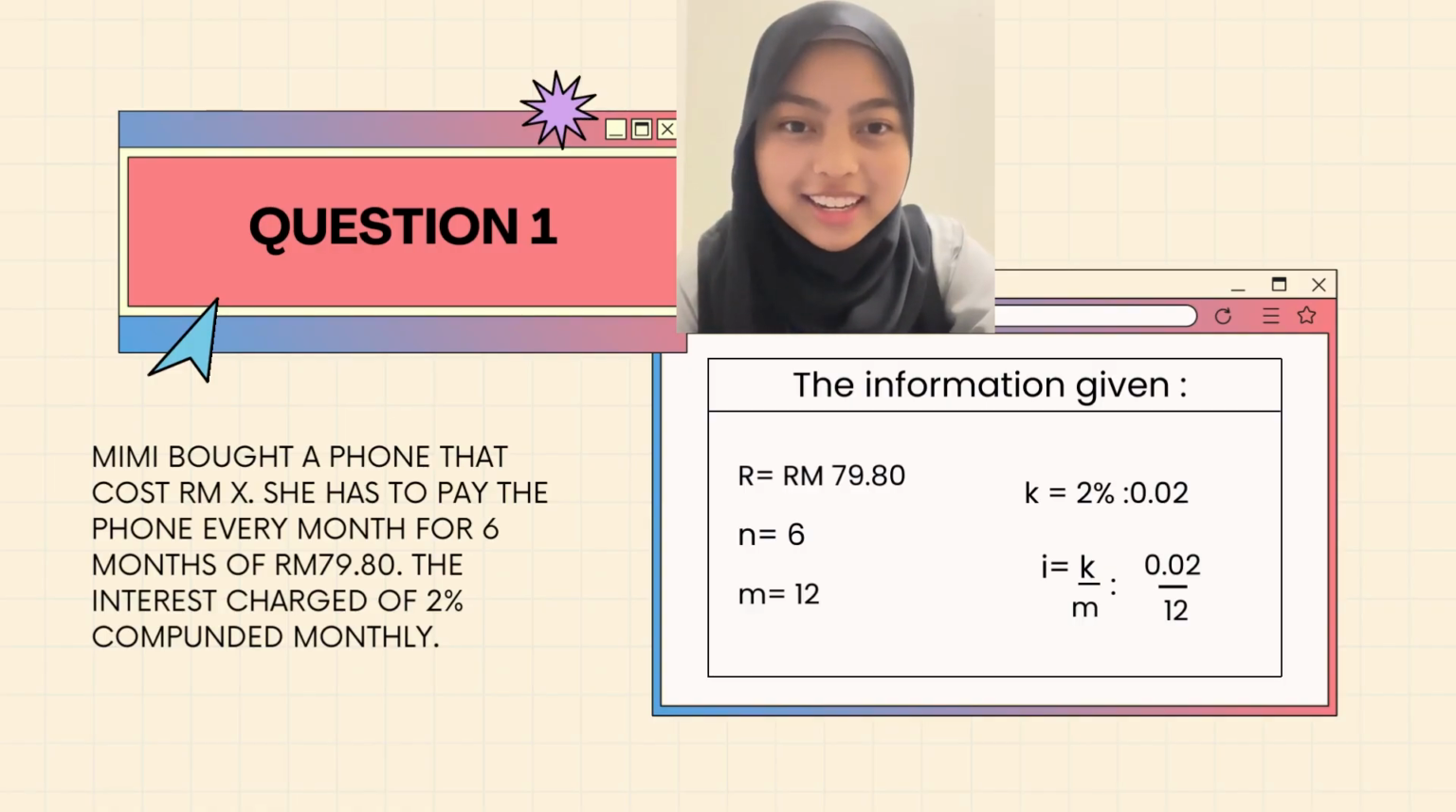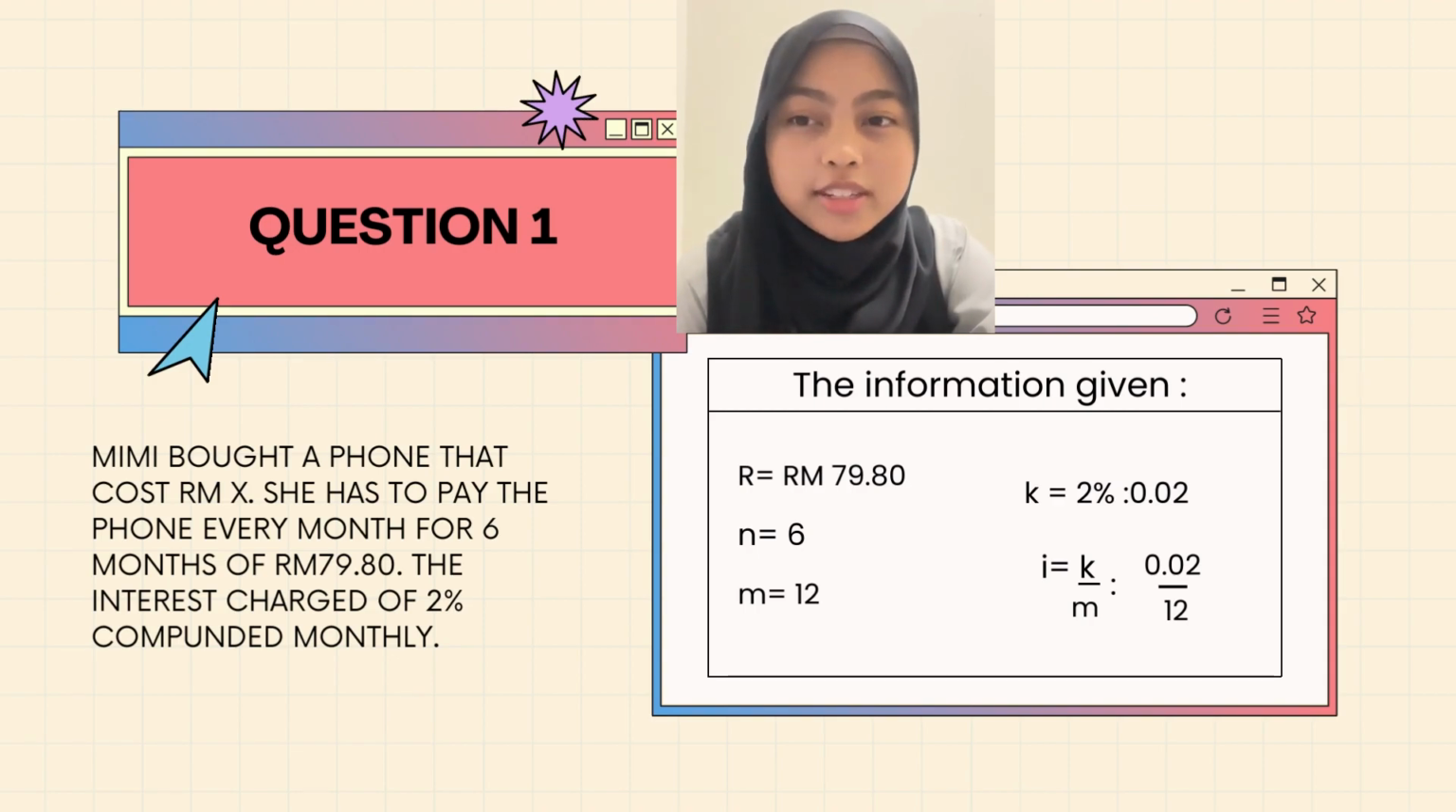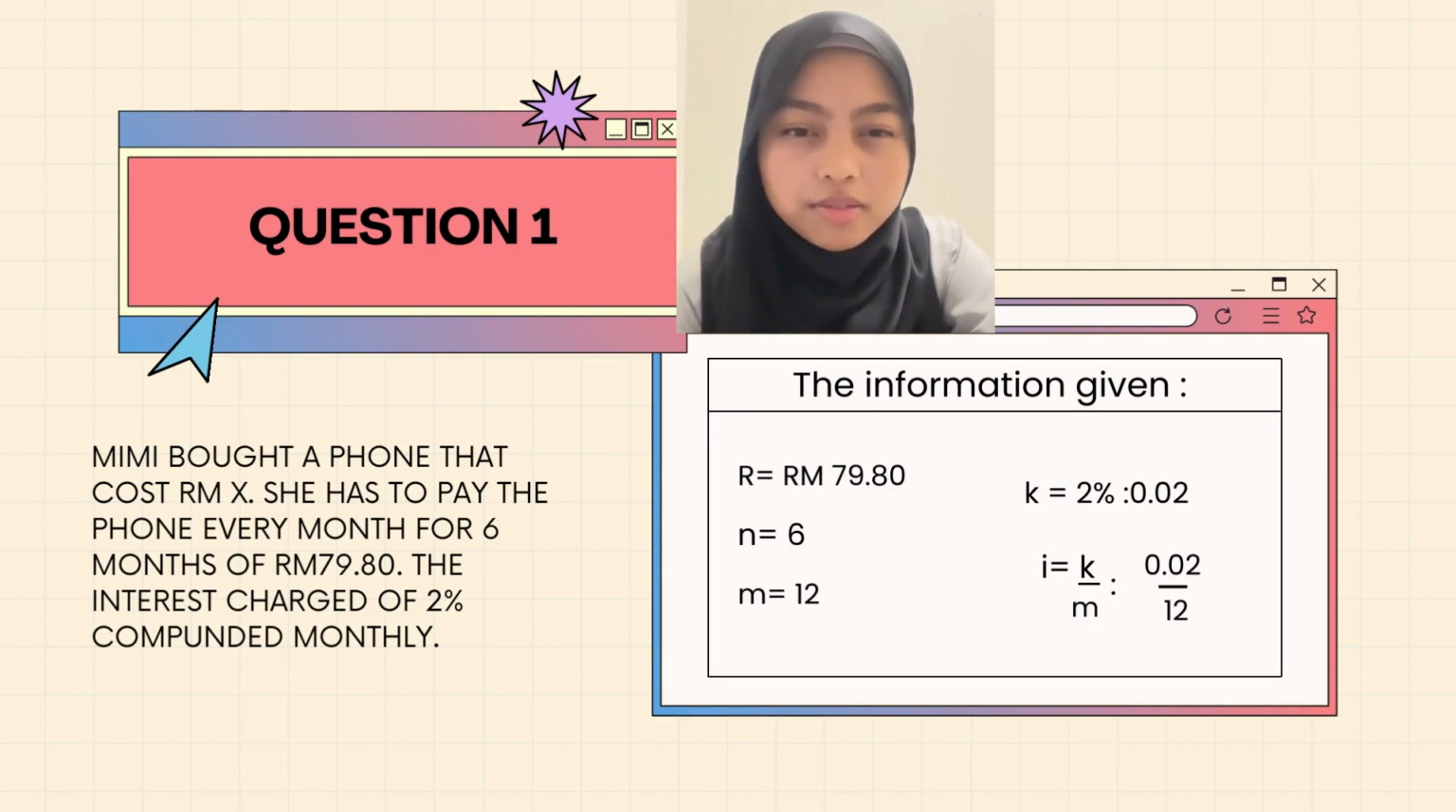Hi, my name is Farshani. So I will explain the first question of annuity. Mimi bought a phone that costs RMX. She has to pay for the phone every month for 6 months at 79 ringgit 80 cents. The interest charge is 2% compounded monthly.